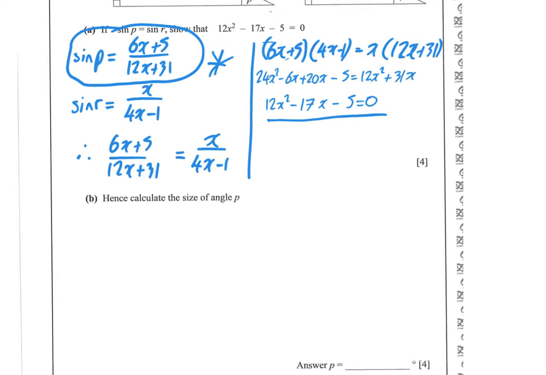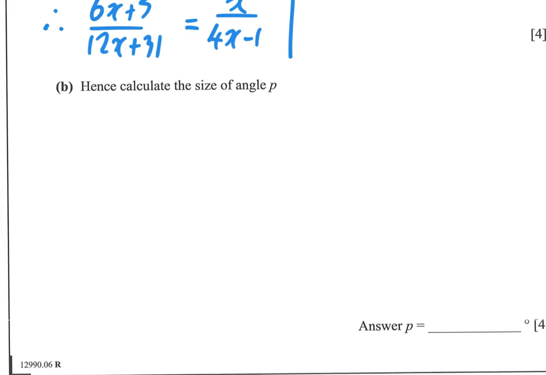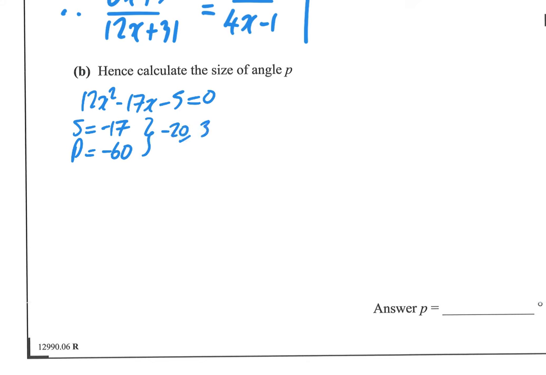So first thing we're going to do is solve the equation 12x squared minus 17x minus 5. So just write that down again. 12x squared minus 17x minus 5 equals 0. We'll do the old sum and product method. My sum is minus 17. My product is minus 60. So my two numbers are going to be minus 20 and positive 3.